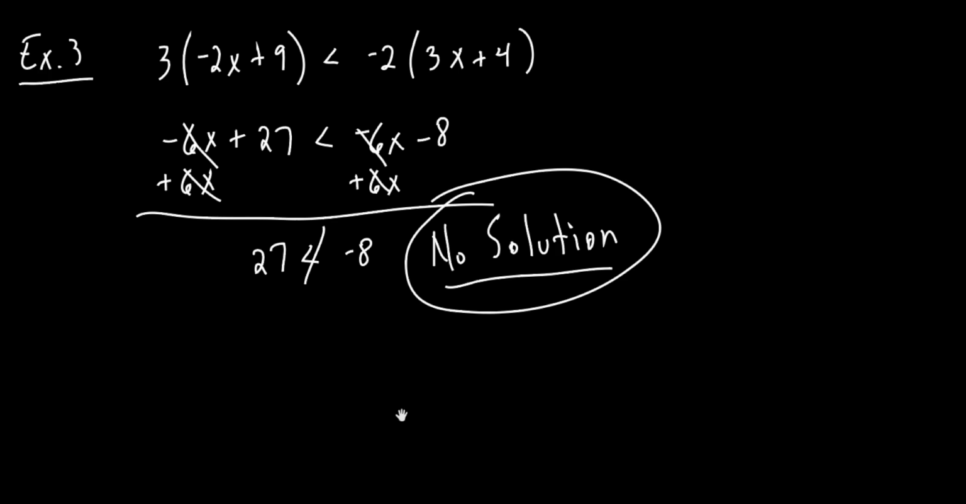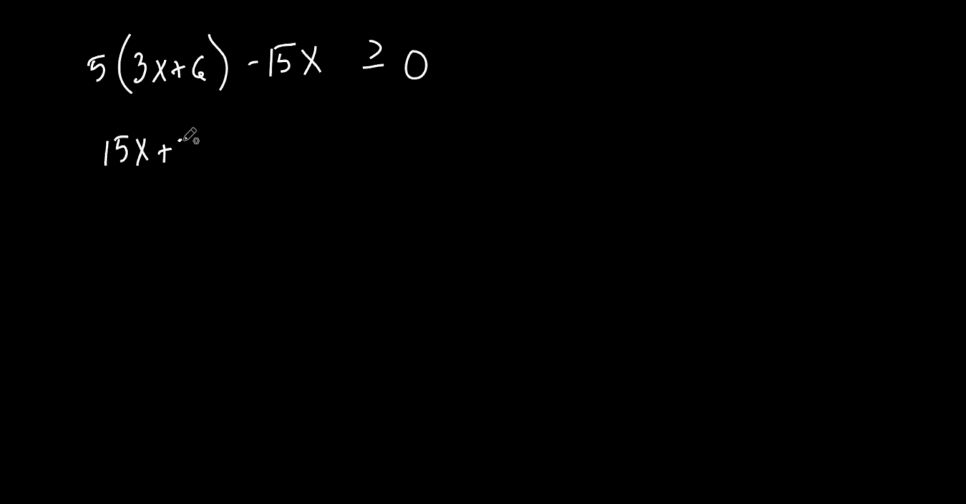One more and we'll be done. Same kind of thing. Again, weird answer, but the answer we get is different than no solution. Minus 15x greater than or equal to 0. Let's do the math real quick. 15x plus 30 minus 15x greater than or equal to 0. 15x minus 15x is what? 0. And what are we left with? 30.